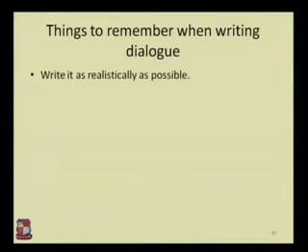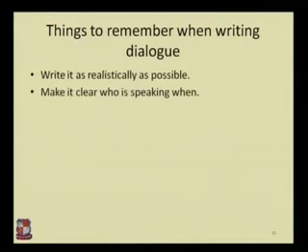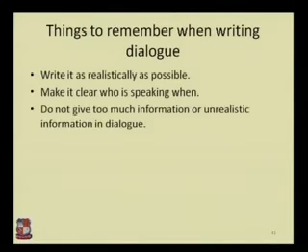It becomes more realistic. Make it clear who is speaking when. Whenever you are writing a dialogue, I will show you the examples. Make it very clear whether A is speaking or B is speaking. You should be very clear in telling who is speaking when. Do not give too much information or unrealistic information in dialogue. What is this? Too much information is extending the things, expanding the things.